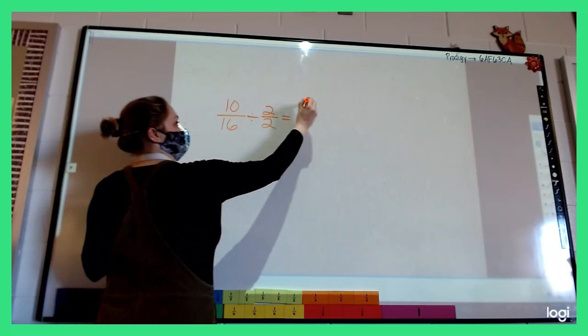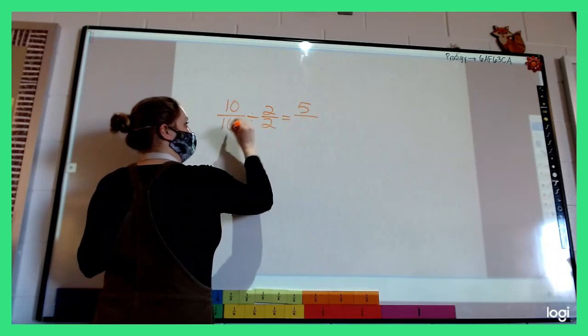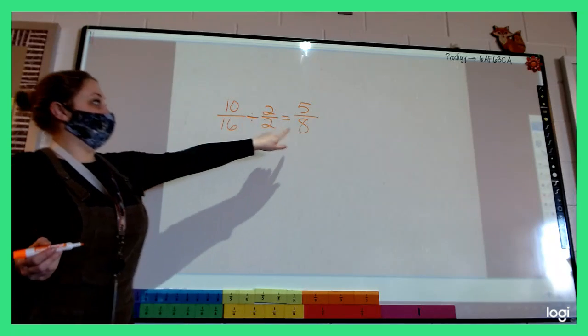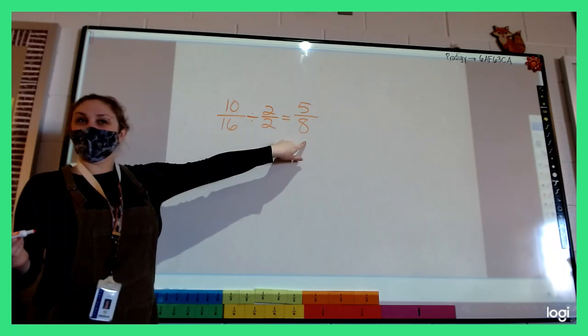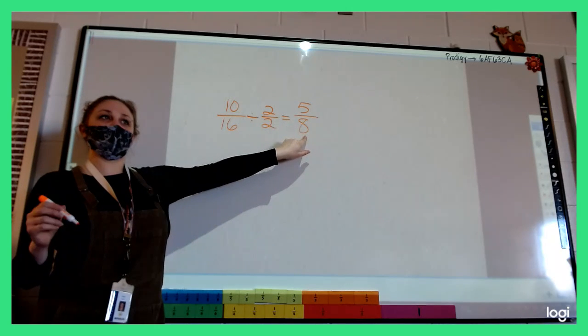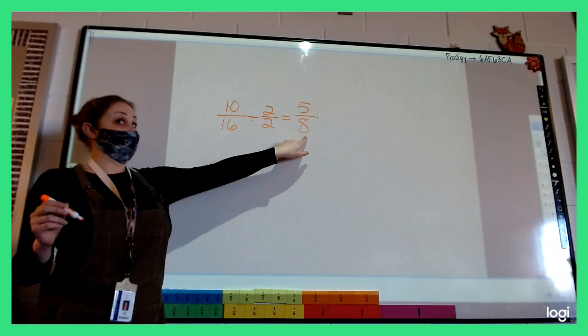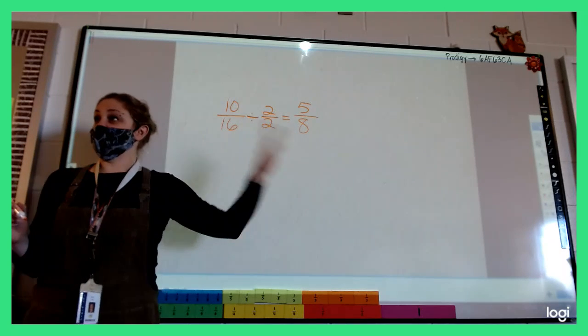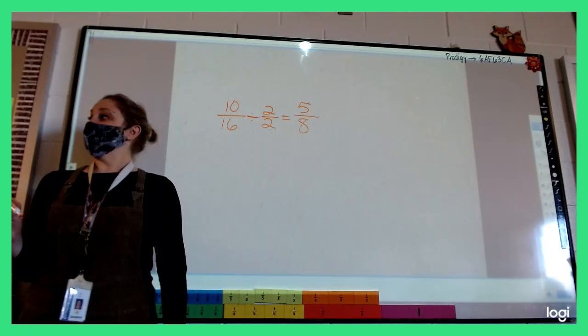10 divided by 2 is 5. 16 divided by 2 is 8. And now you can always take some time here to pause and think, can I simplify that any further? Do 5 and 8 have any common factors? No. I can't think of any, right? So this, we call that simplified or reduced, okay?